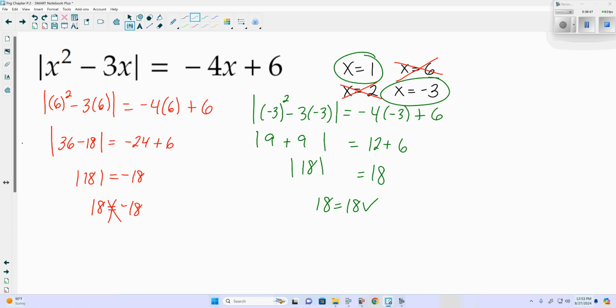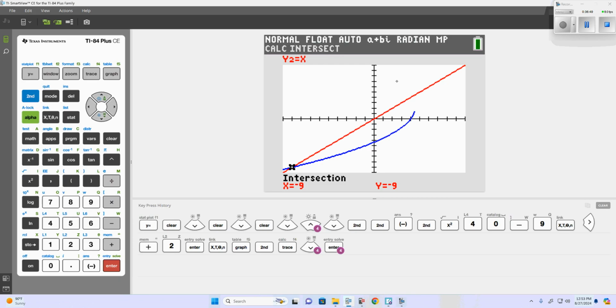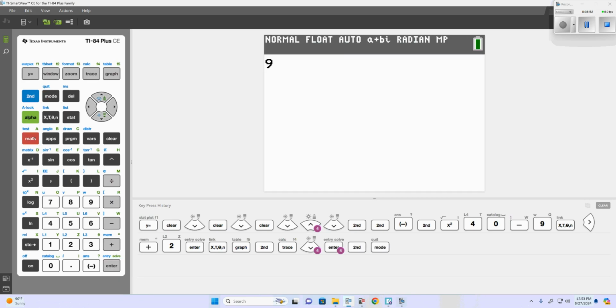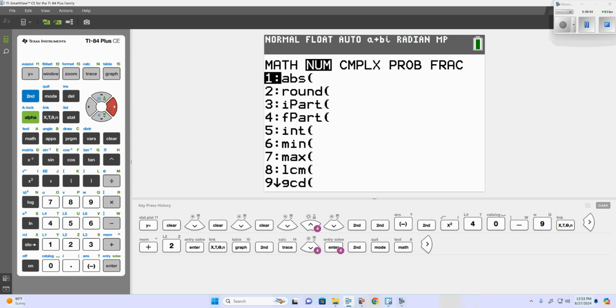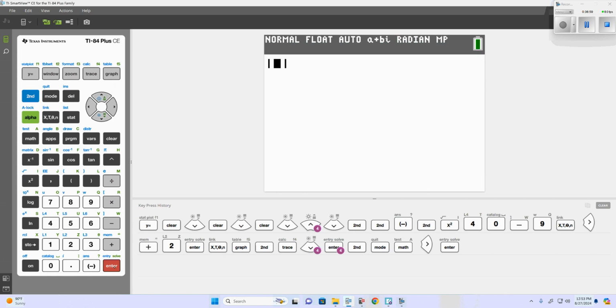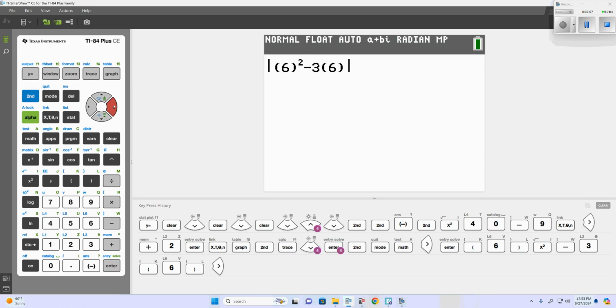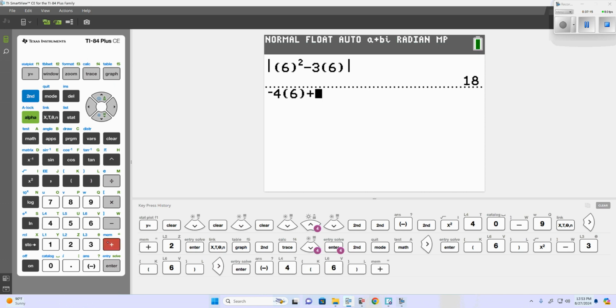Now on the graphing calculator, math and over 1. If we click the math button and go over 1, the first option is actually an absolute value. So we could have done 6 squared minus 3 times 6 and see that it got us 18. And then done negative 4 times 6 plus 6? Negative 18, they don't work. So it's another way we can check this here.